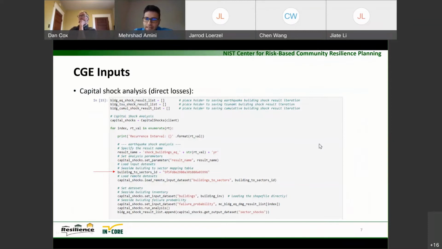Just as an example of the Jupyter notebook for doing capital shock analysis for earthquake, tsunami, and the combined damage. One thing worth mentioning is we need to define a building-to-sector ID, which maps the geo ID from the building to a specific sector. And that's the critical information. And also the shock analysis gets the input failure probability from the Monte Carlo simulation.